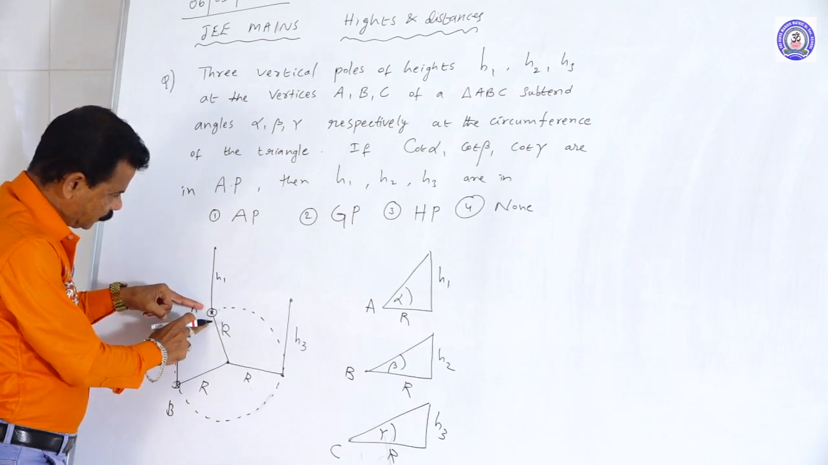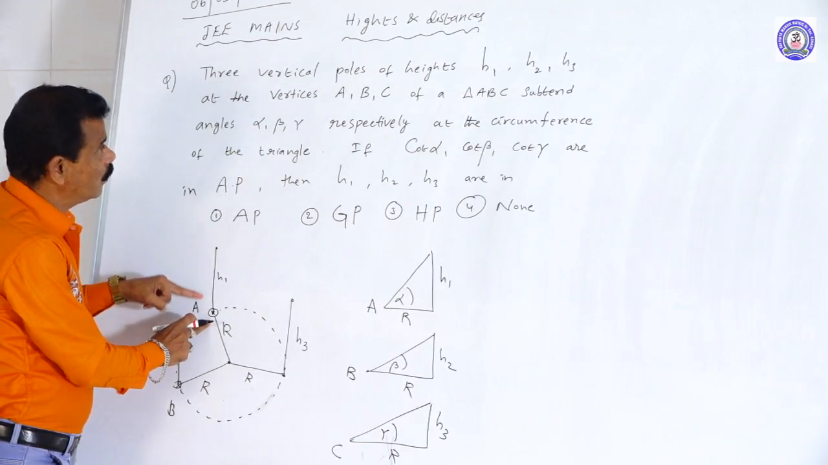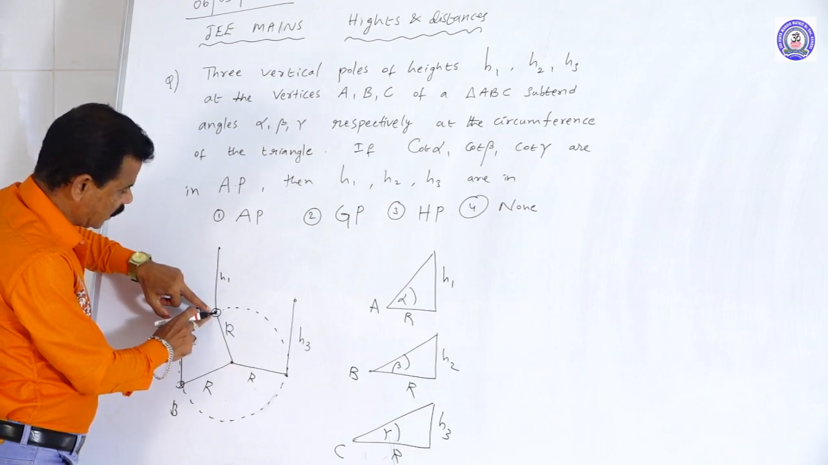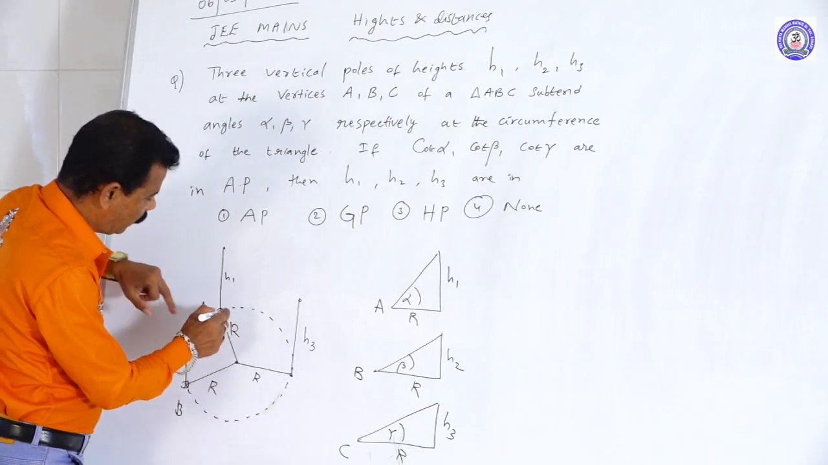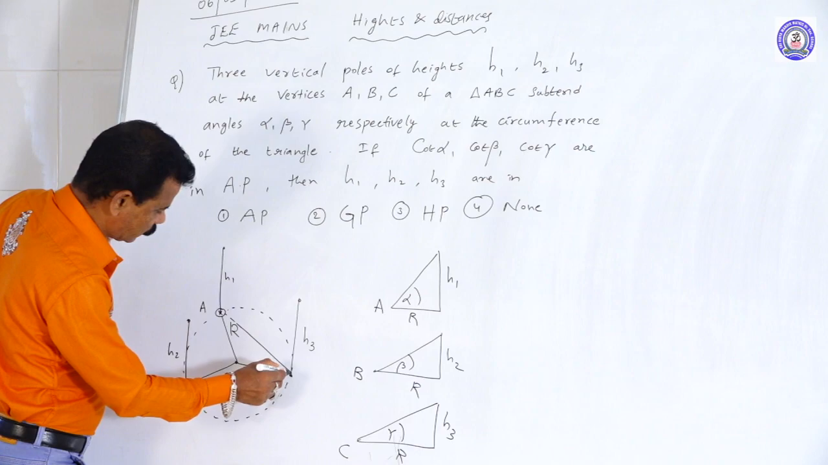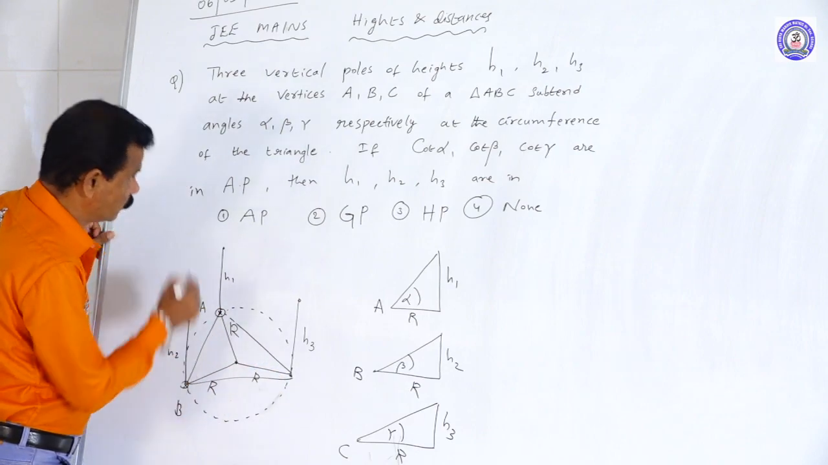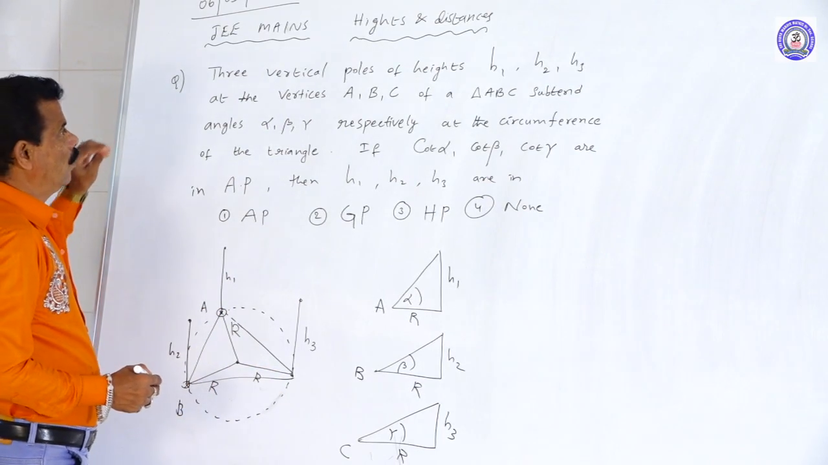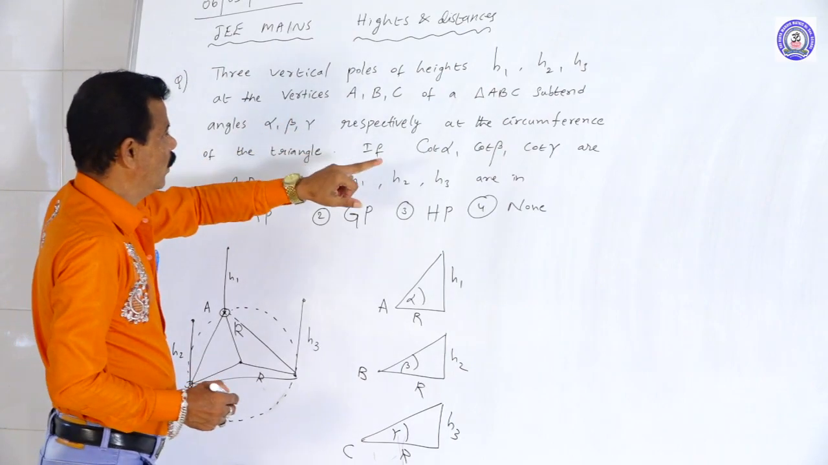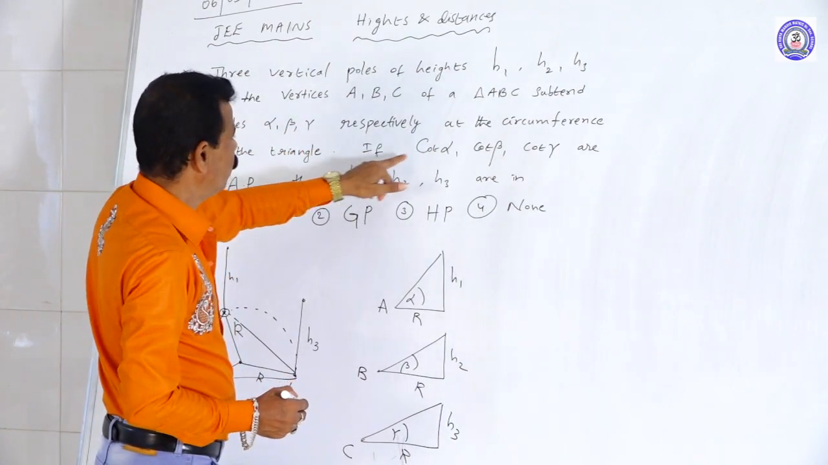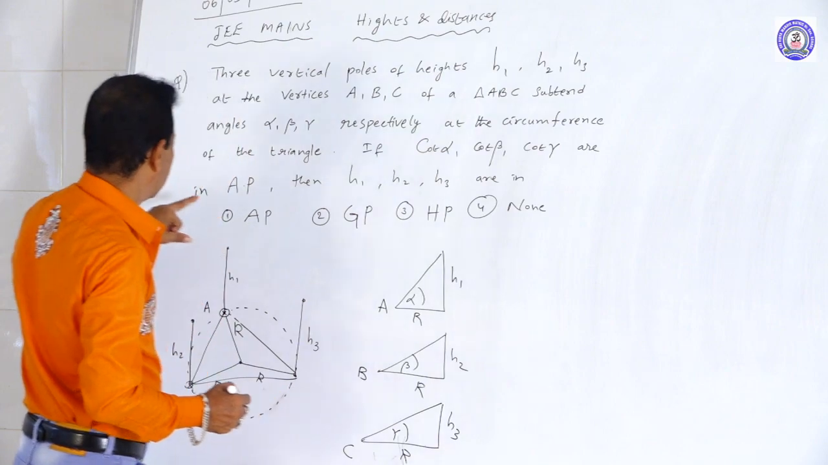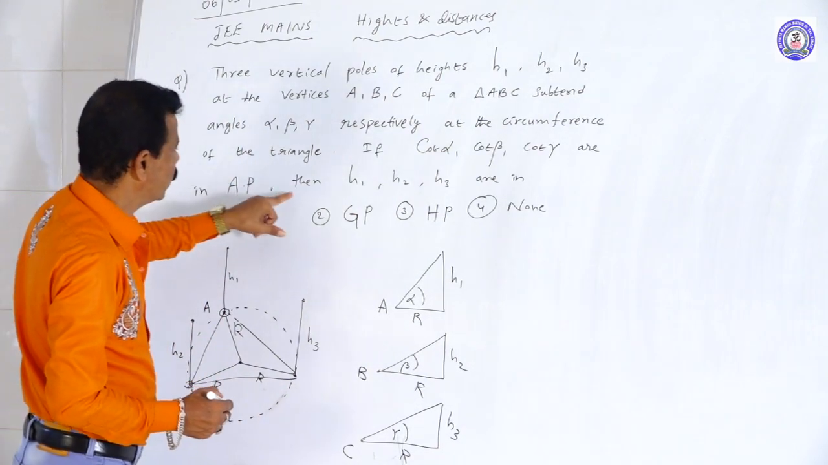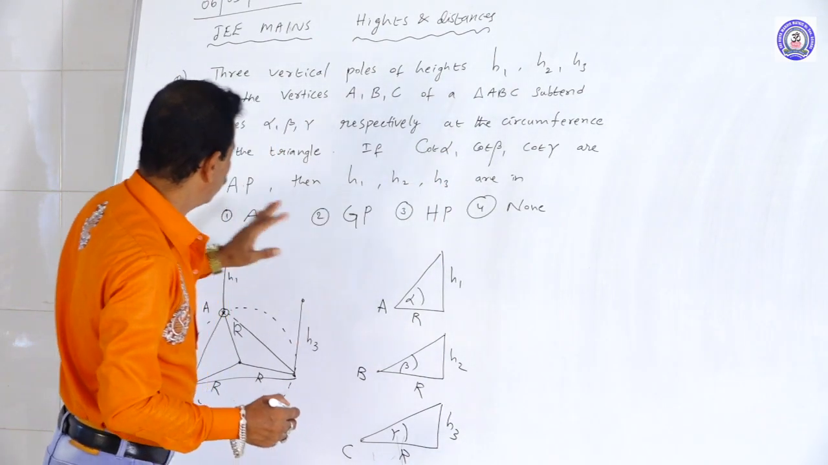From A, B, C on the circumference, they form a triangle at the circumference. If cot alpha, cot beta, cot gamma are in AP, then h1, h2, h3 are in what?